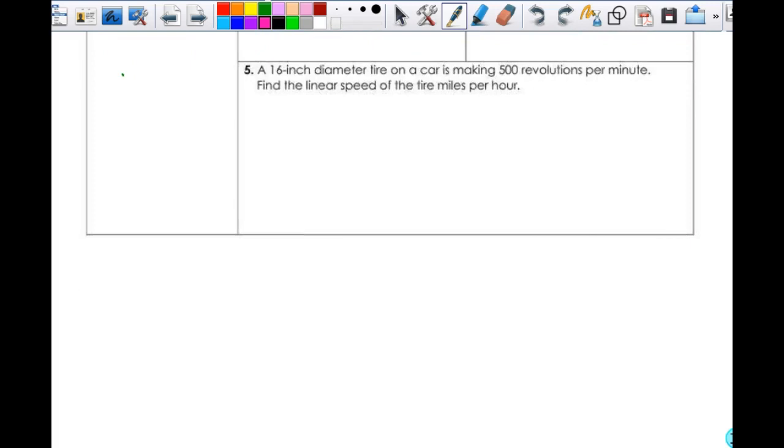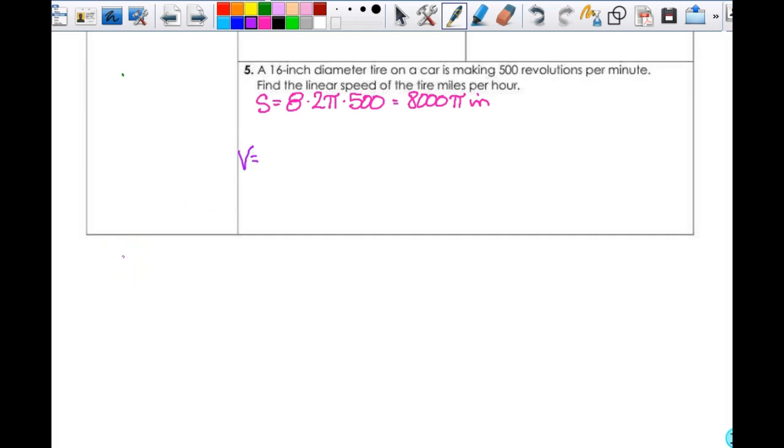It says a 16-inch diameter tire on a car is making 500 revolutions per minute. Find the linear speed of the tire in miles per hour. So it's only asking me for linear speed. So I need the arc length. S equals the radius. What's the radius? 8 times theta, so it would be 2 pi times what? 500. Okay. So 2 times 500 is 1,000 times 8 is going to give me 8,000 pi, and that would be inches.